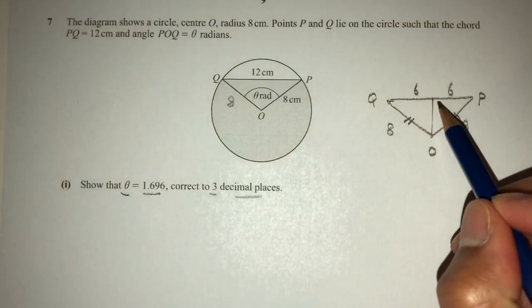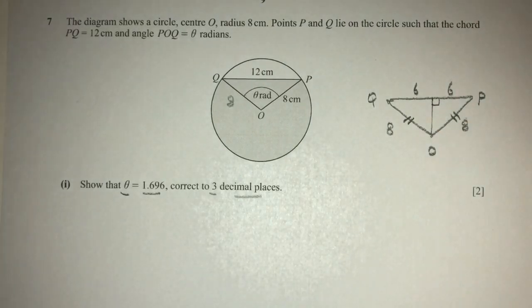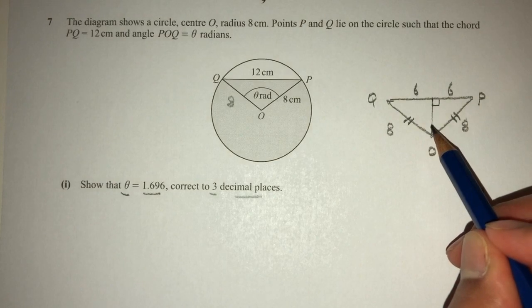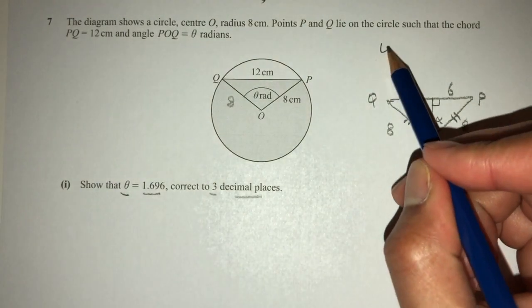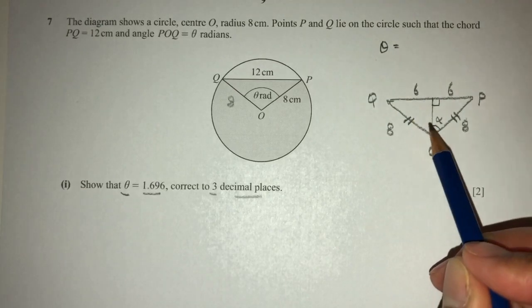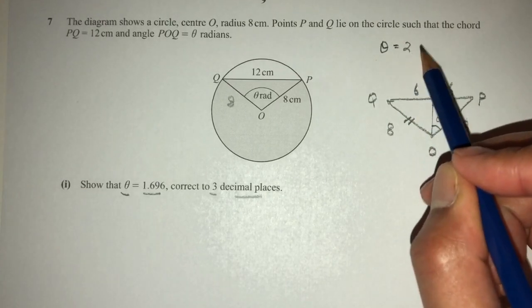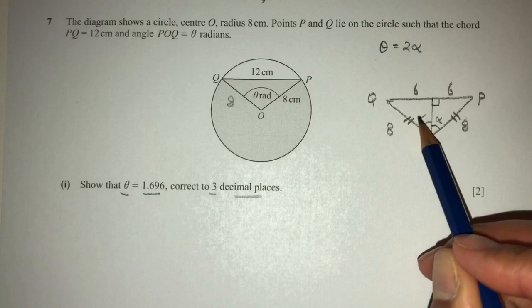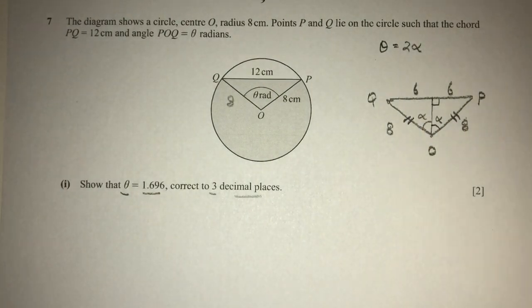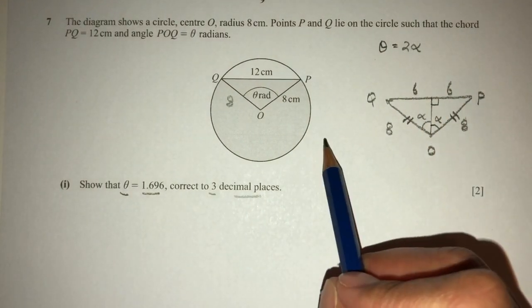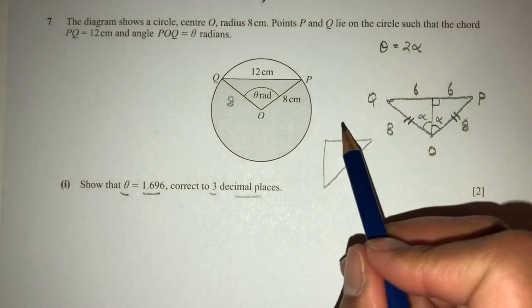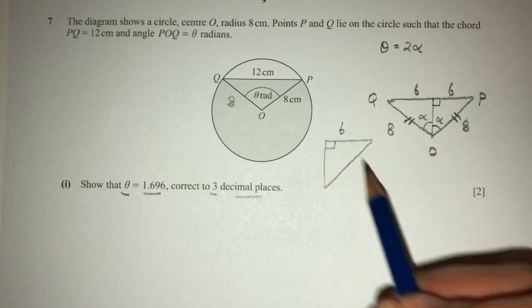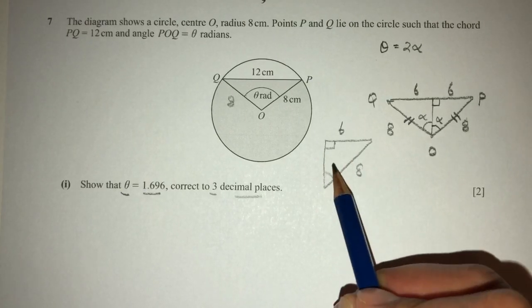So now this will be 90. It is a perpendicular line. And let's first call this one alpha, okay? So to find theta, as you can see, theta is the big one. It will be 2 times alpha, because this is also alpha, okay? So let's first look at this triangle that we have. We have this one now, right? This will be 6, this is 90, this is 8, and this is alpha.